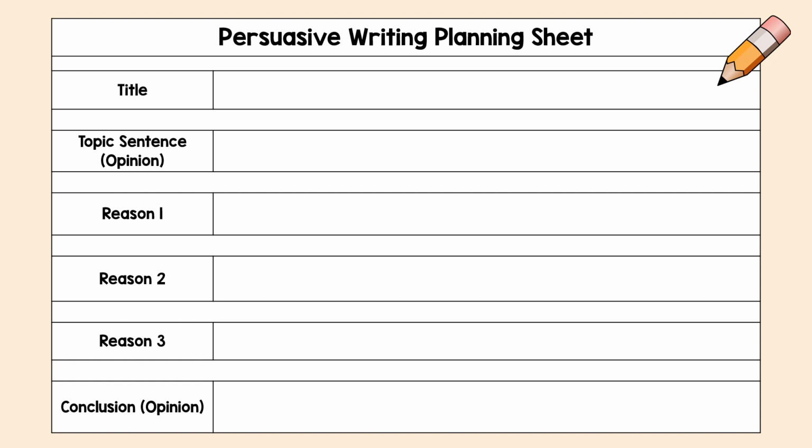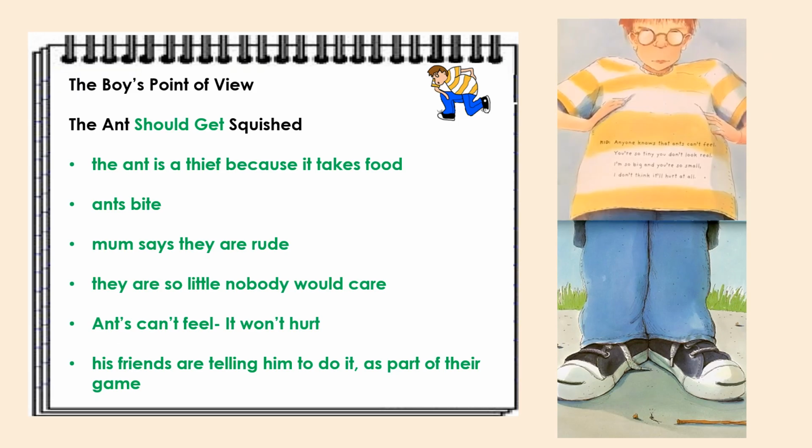So you can take words from the notes that you've already written, from the word map, or you can even look at mine, or you can use my notes if you like, on why an ant should be squished. Remember, I put down the ant is a thief because it takes food, ants bite, mum says they're rude, they're so little nobody would care. Ants can't feel, so it obviously wouldn't hurt if it gets squashed. And his friends are telling him to do it because it's part of their game. So use this information to help you write your planning sheet.